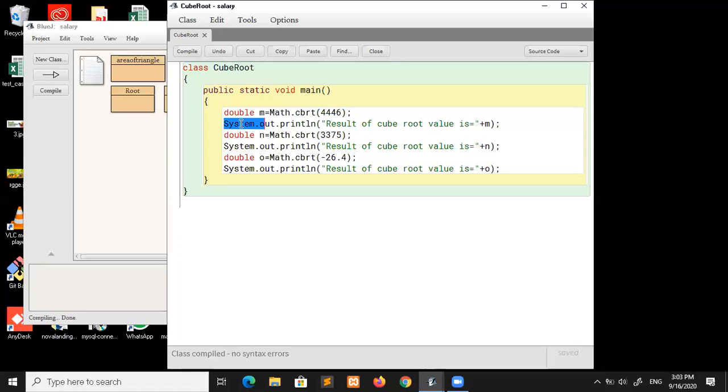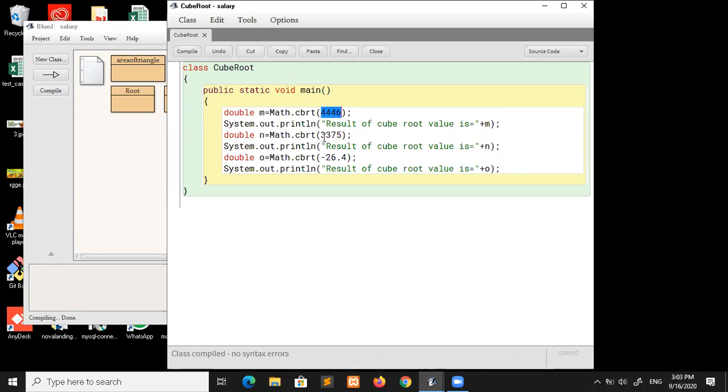So for that purpose, system से output लेना है और print करना है. तो क्या print करना है, तो वो string में मुझे लिखना पड़ता है, that is double quotes में, that is result of cube root value is. And for the concatenation, I'm making use of a plus m, so that this m will be getting connected. और ये m क्यों connect होगा, क्योंकि m के अंदर this value is stored.